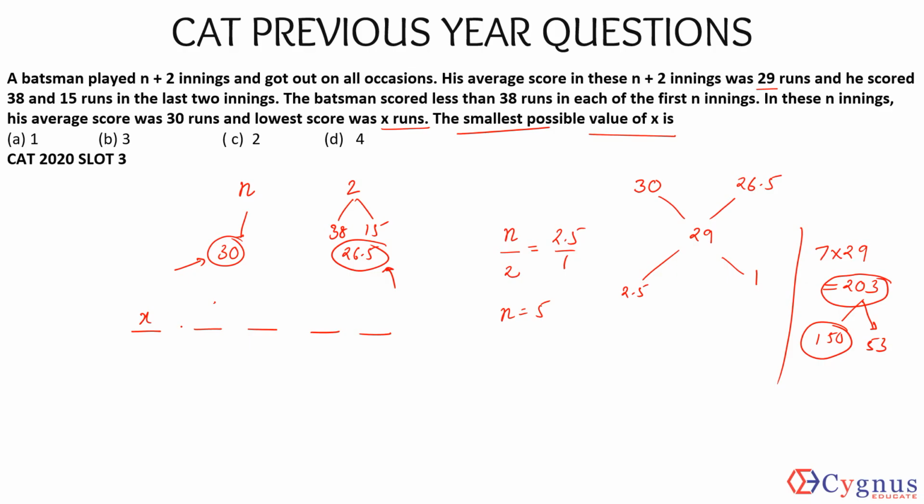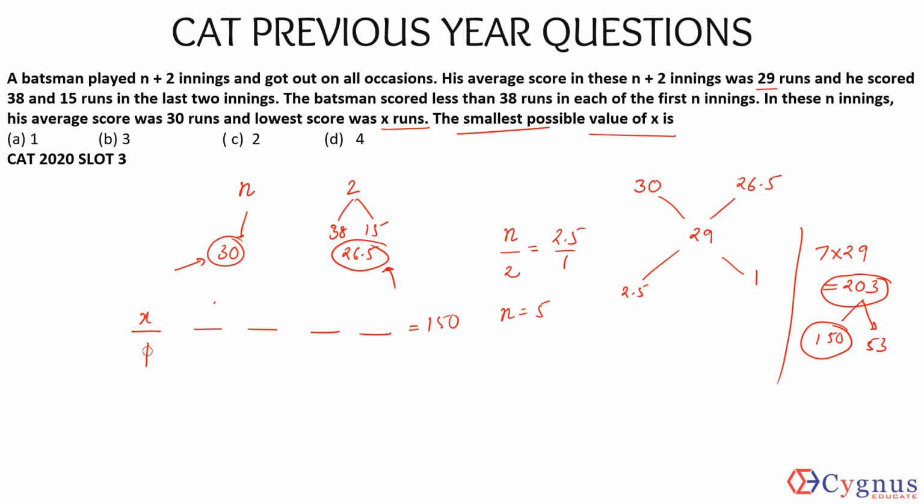So this is the lowest one, and these are the top 4 innings. And I know that this sum has to be how much? 150. Yes or no? The batsman scored less than 38 runs in each of the N innings. If he scores at the rate of 38 in all the 4 innings, what do we get here? 38, 38, 38, 38. 38 into 4 will give you how much? 76 into 2, 152, which will exceed this value. And it's given that he has scored less than 38 runs in each of the first innings.